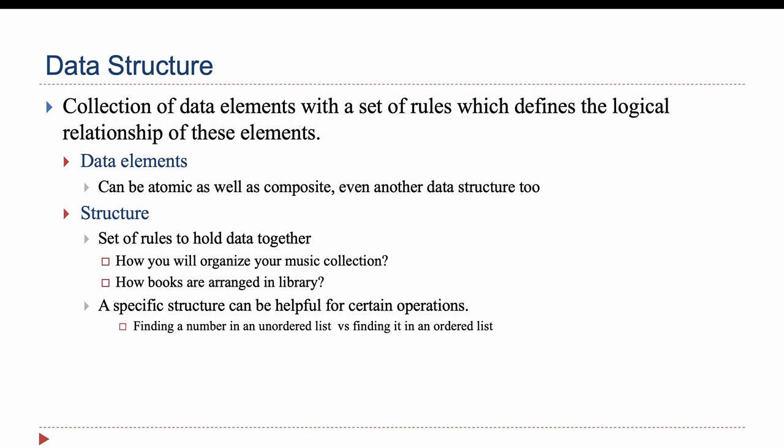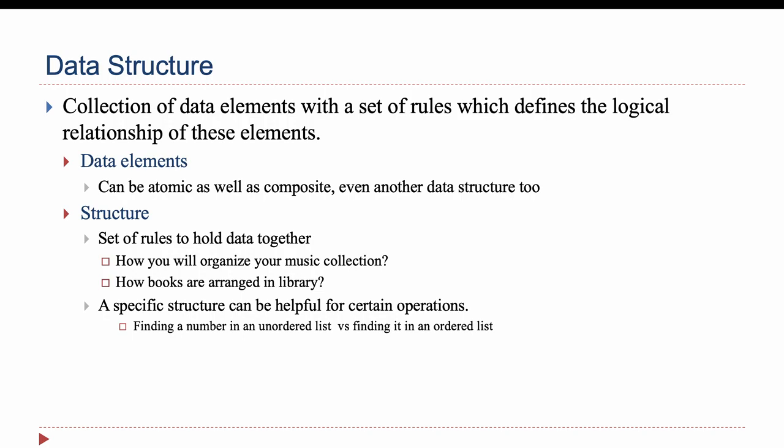In computer science, data structures are a collection of data elements that are organized in a specific way. A data structure can be thought of as a set of rules that define the logical relationships between these elements. Data elements can be either atomic or composite, and they can even include other data structures as well. For example, an array is a data structure that is composed of a collection of atomic data elements such as integers or strings.